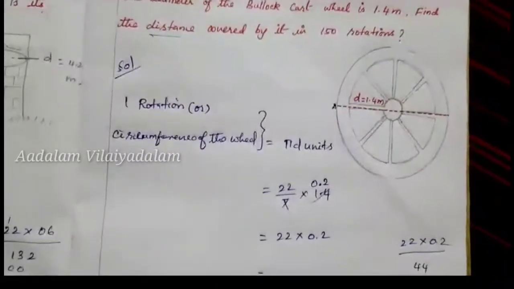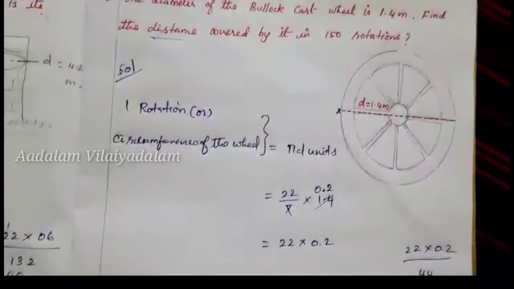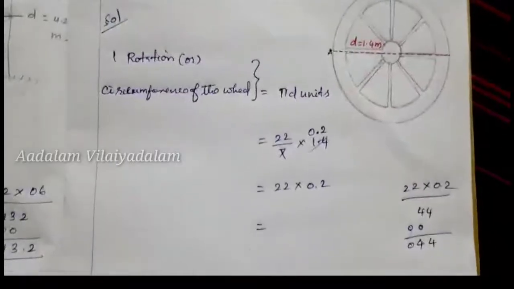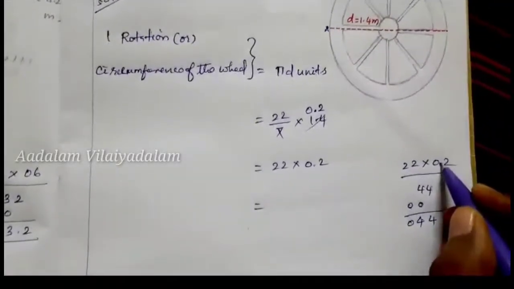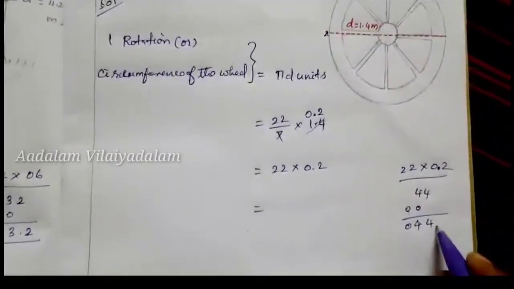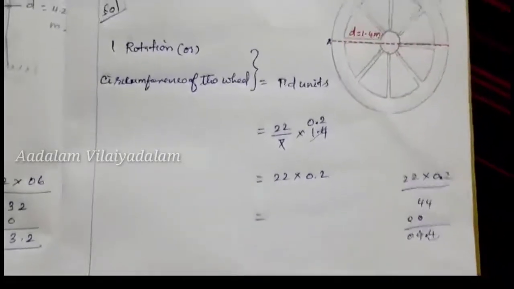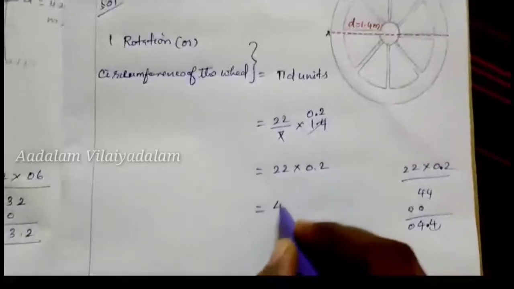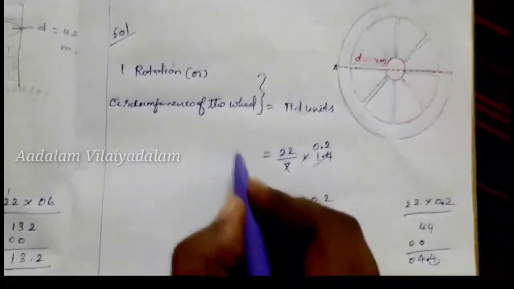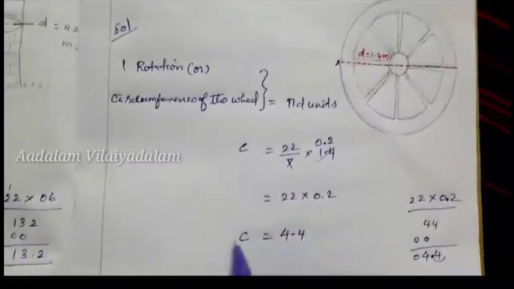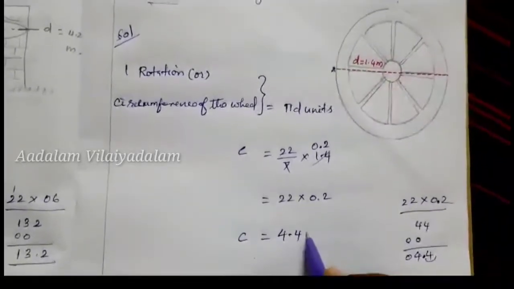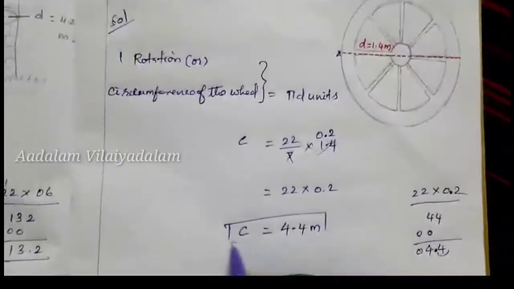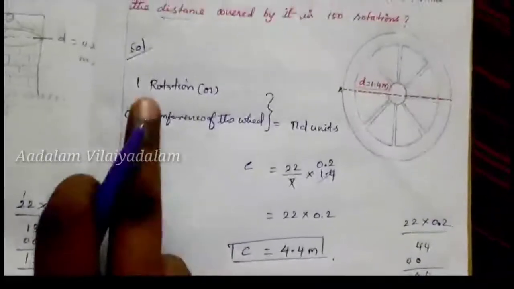Then if you multiply with 0, you will get 0. There is only one digit in the decimal number. So if we move the decimal by 1 point, then we will get 04.4, which means 4.4, which is the circumference of the wheel. The given unit is meter. Now we got the one rotation.